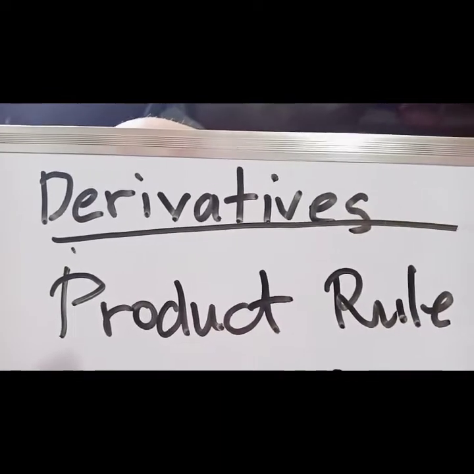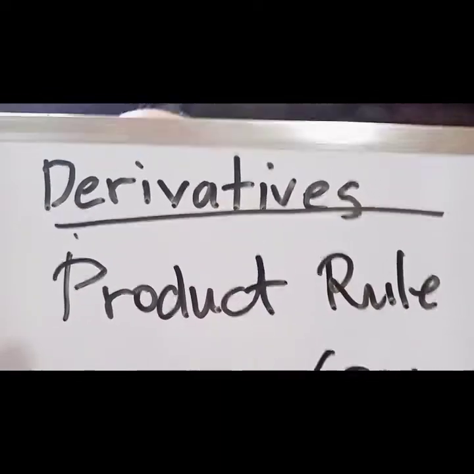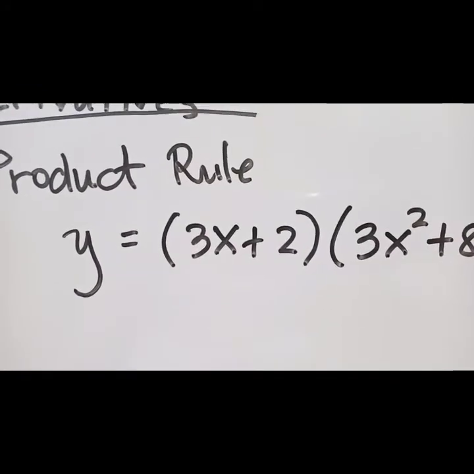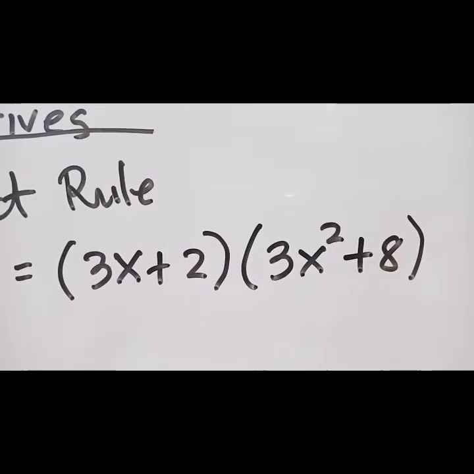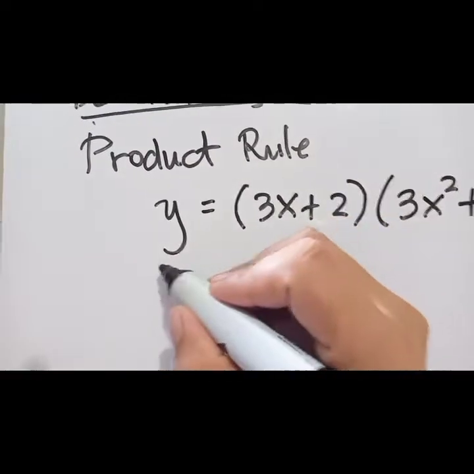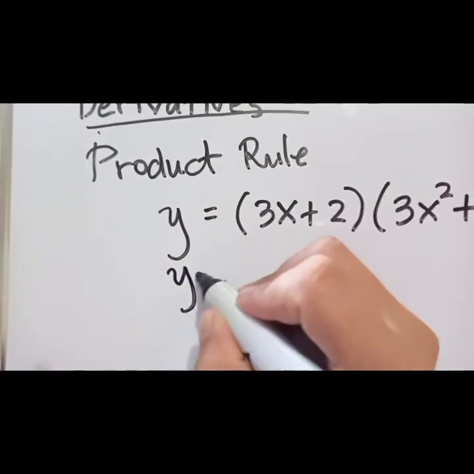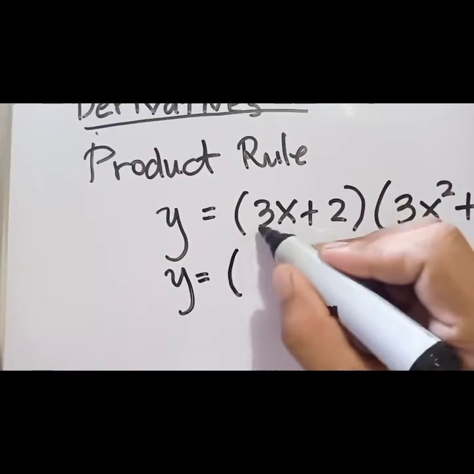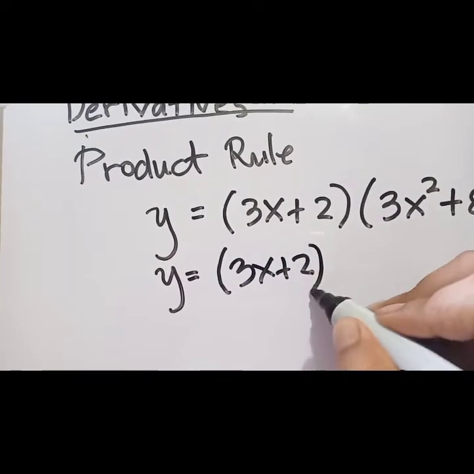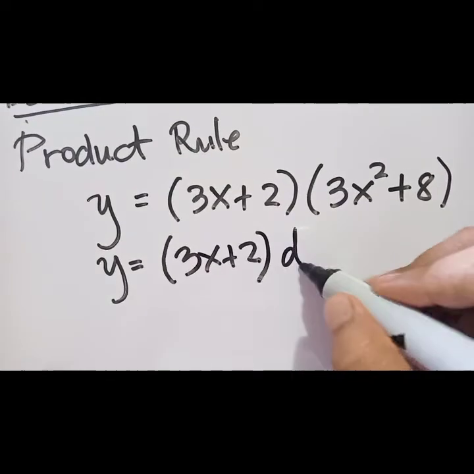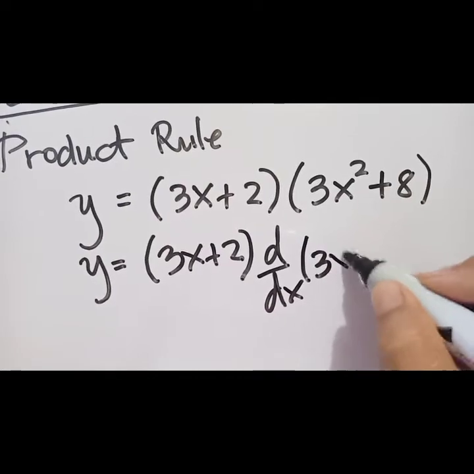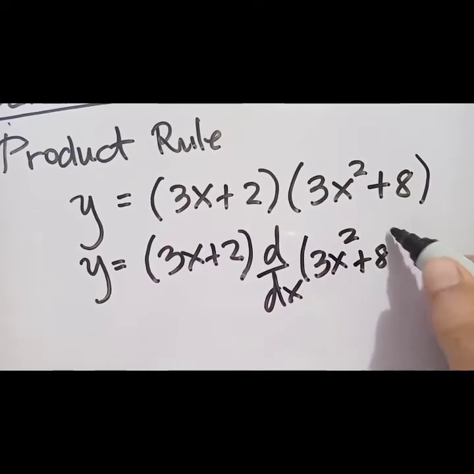Now, punta naman natin ang derivatives gamit ang product rule. Halimbawa, we have y is equal to 3x plus 2 times 3x squared plus 8. Now, sa pamamagitan ng product rule, ganito lang yan. Let us rewrite the first function, itong 3x plus 2, multiplied by the derivatives of the second function, 3x squared plus 8.